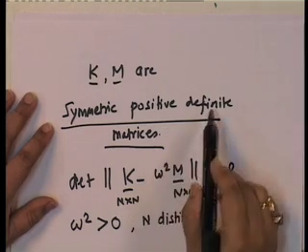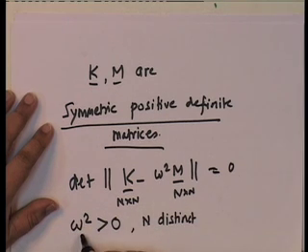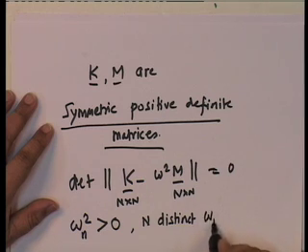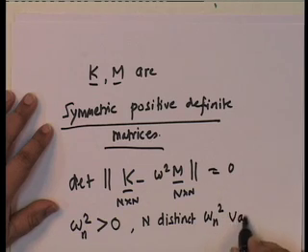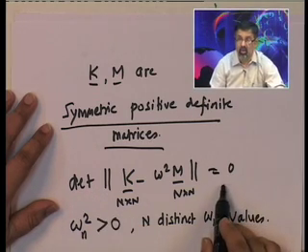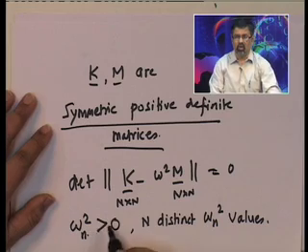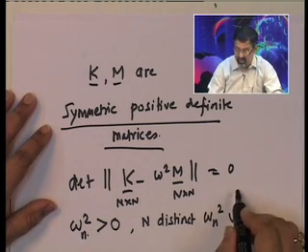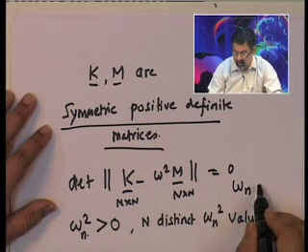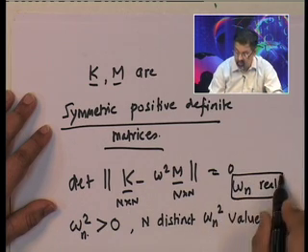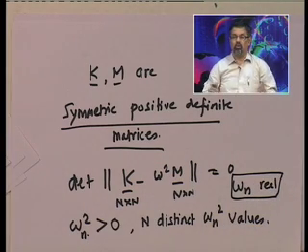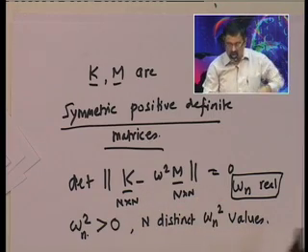So, if k and m are symmetric positive definite, there are n distinct omega n squared values for which the determinant is equal to 0, okay, and all of them are greater than 0. What is the beauty of this? Well, this means that you have omega n real. That is what it means. And of course, omega n by definition is the frequency of natural vibration, and therefore, it is not only real, it has to be positive. Okay. So, there are n distinct.